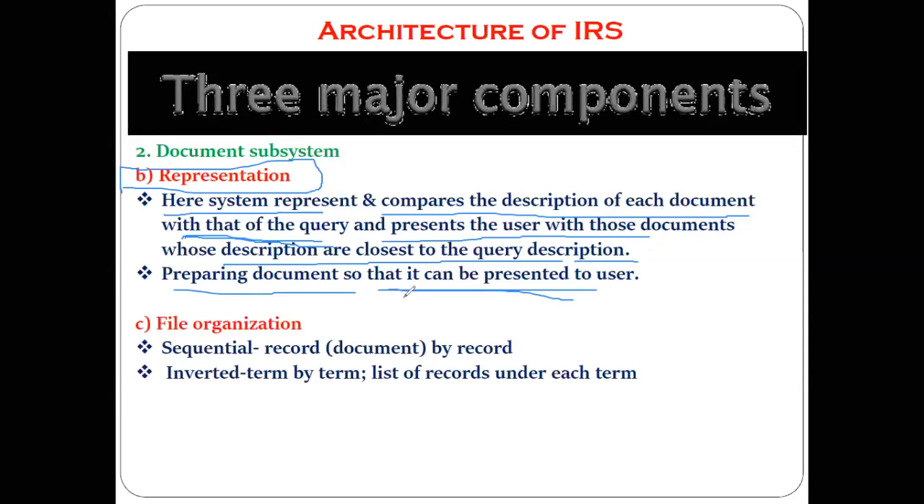So in the second component, representation in the document subsystem, the system prepares or represents the document in such a way that it can be presented to the user and the user can understand it. Understood? That is nothing but the representation in the document subsystem. And lastly, the file organization, or it can also be considered as the indexing. Now, what do you mean by the indexing?